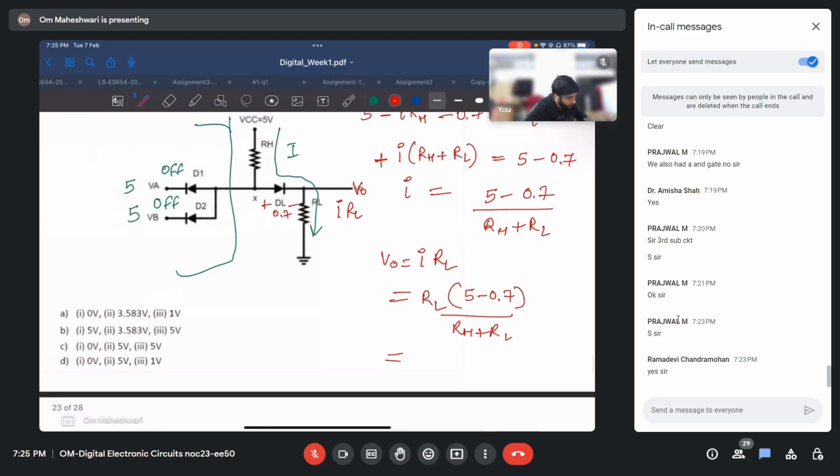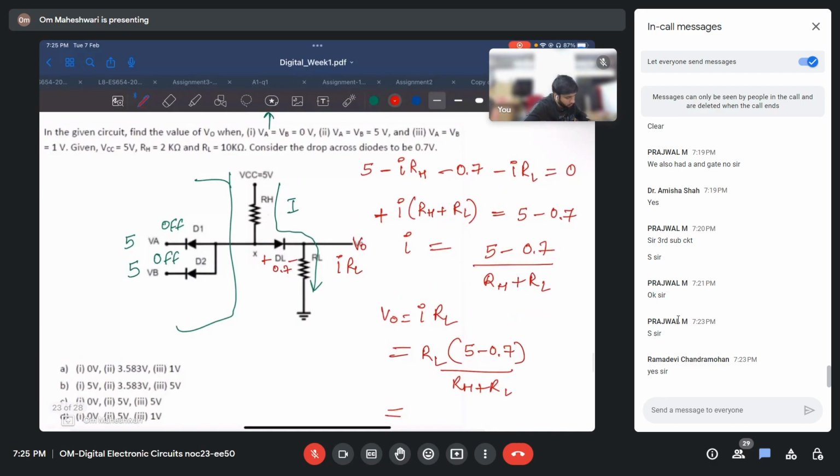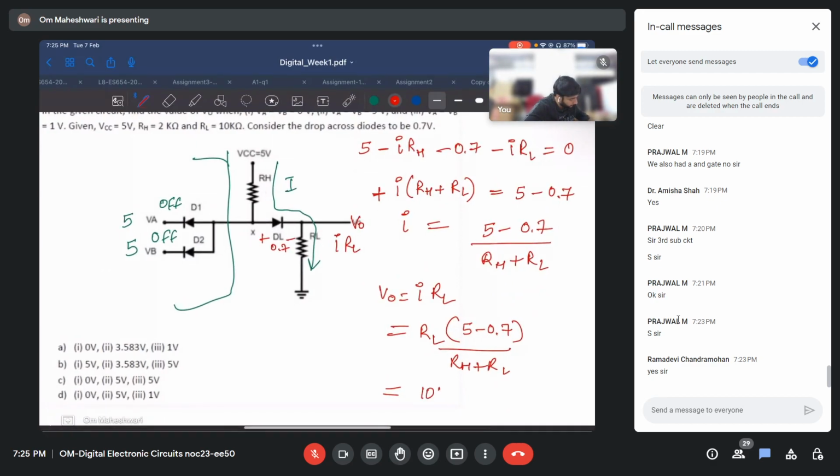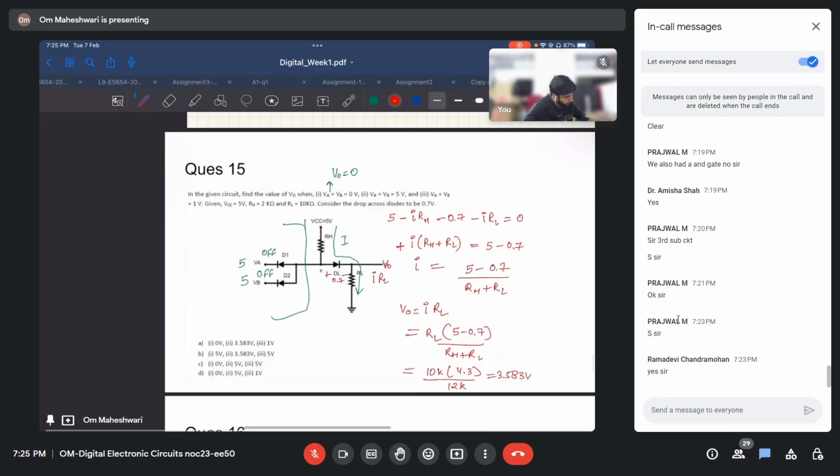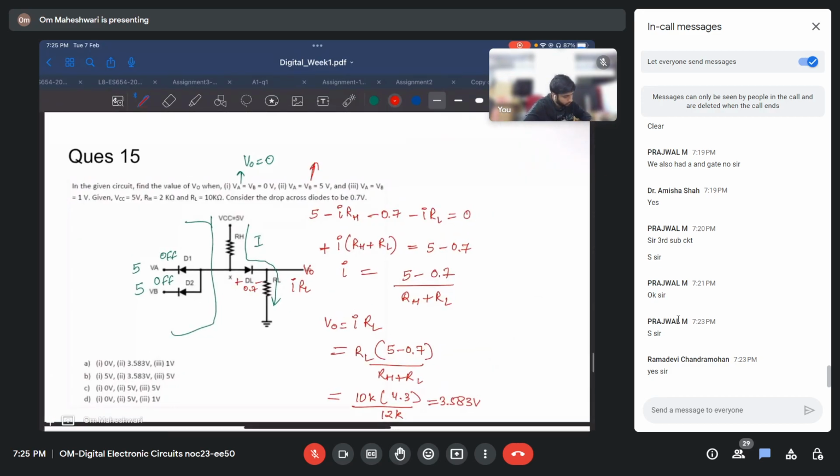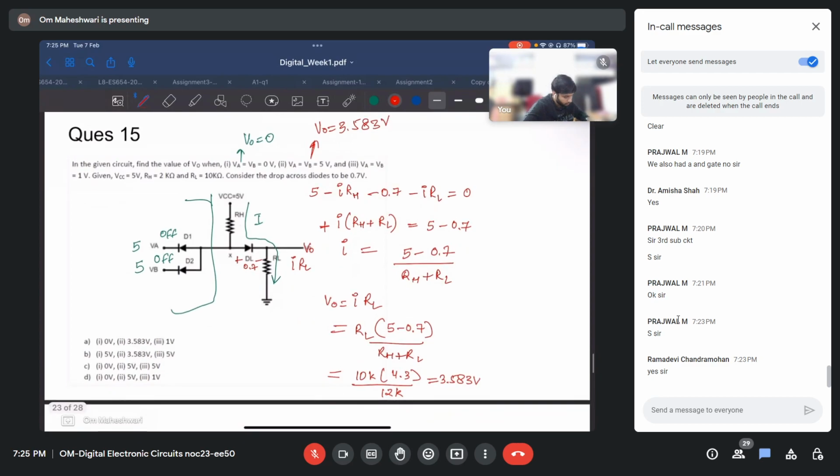And RL is what? 10K. 4.3 upon 12K. So this will be 3.583 volt. So here we are getting VO equal to 3.583. So just by elimination, you can see the answer is 1, right?